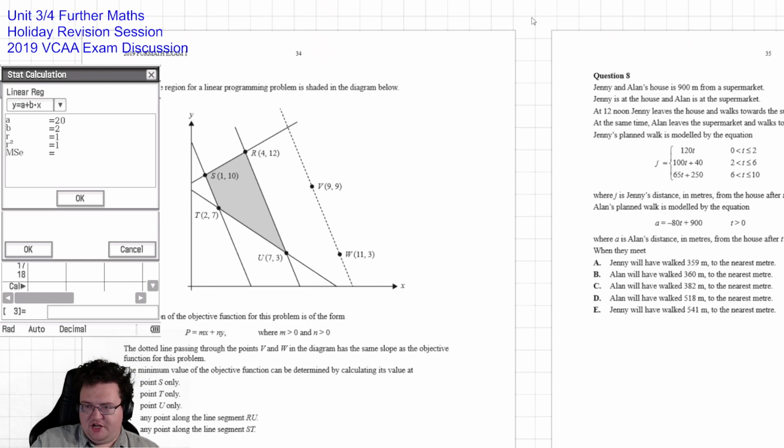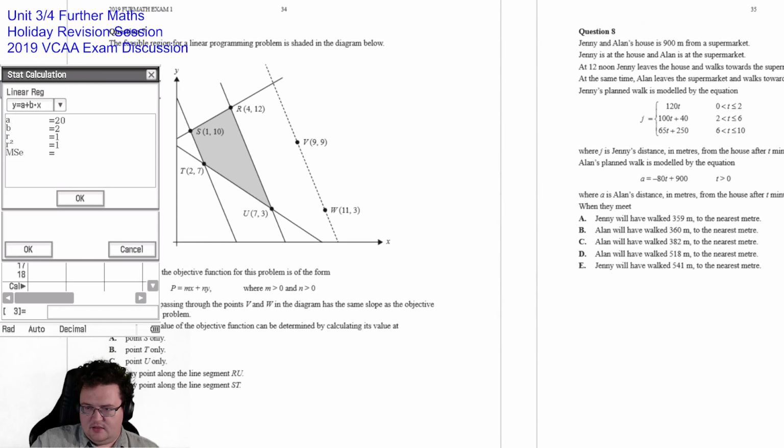The feasible region is here. The equation of the objective function is of the form mx plus ny. The dotted line passing through V and W in the diagram has the same slope as the objective function for this problem.